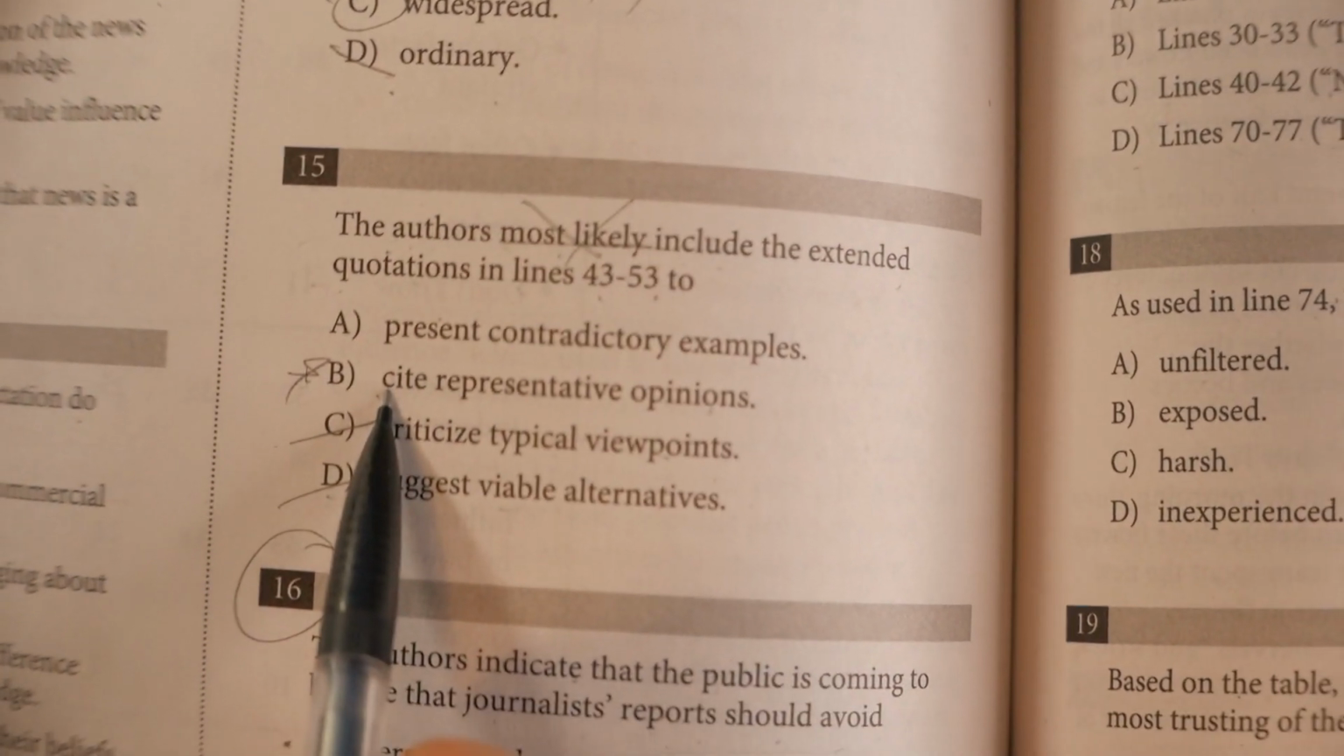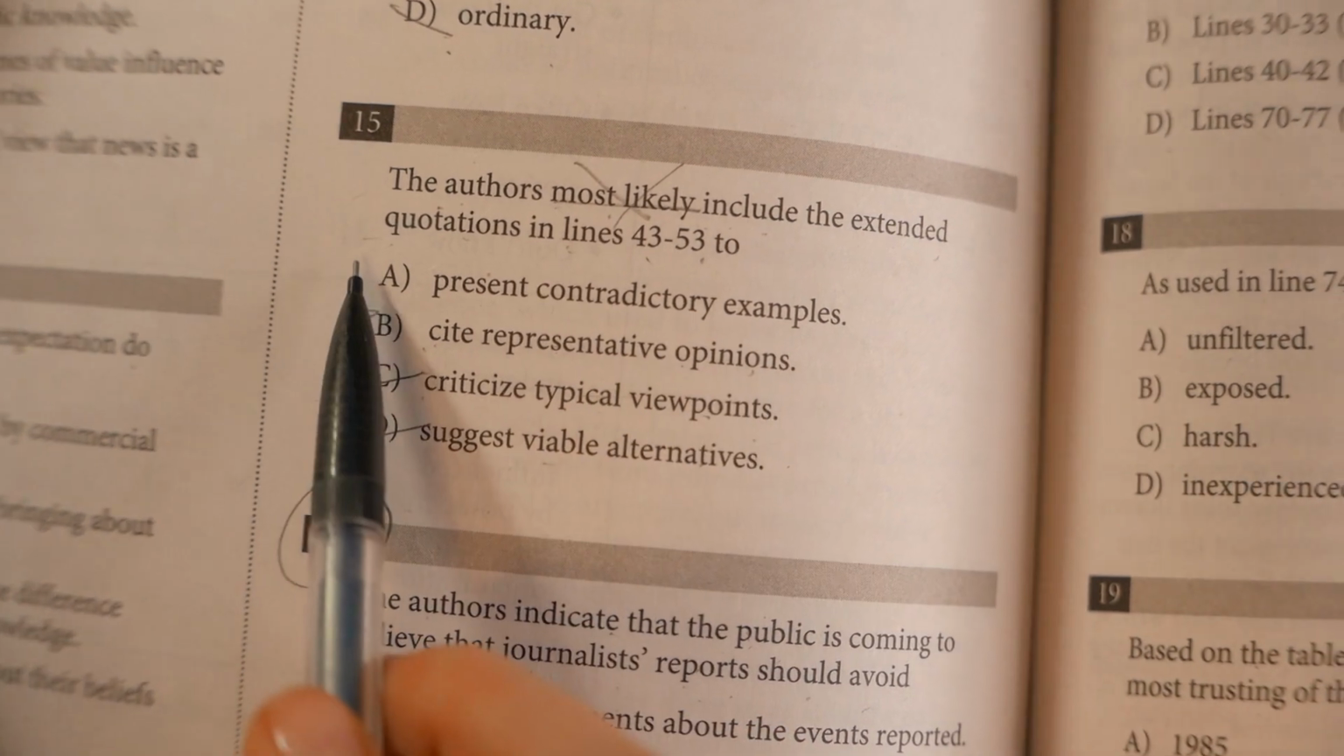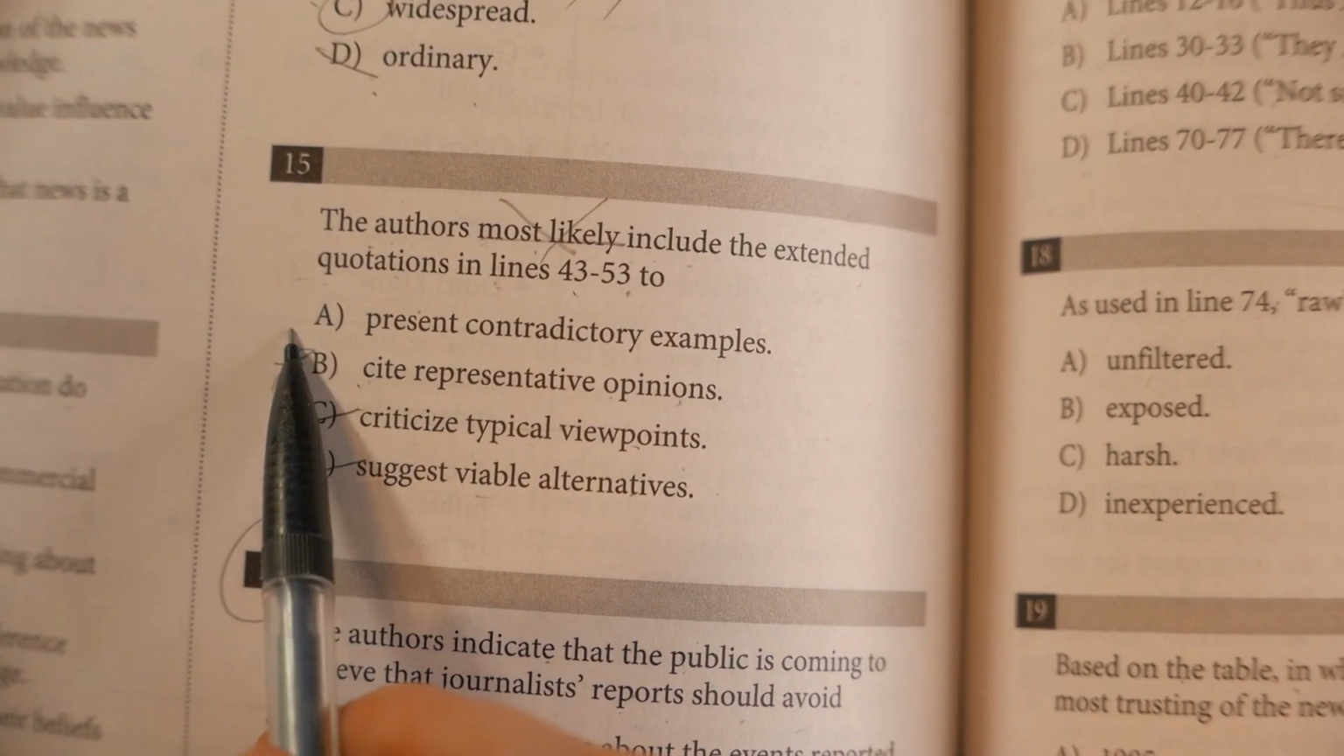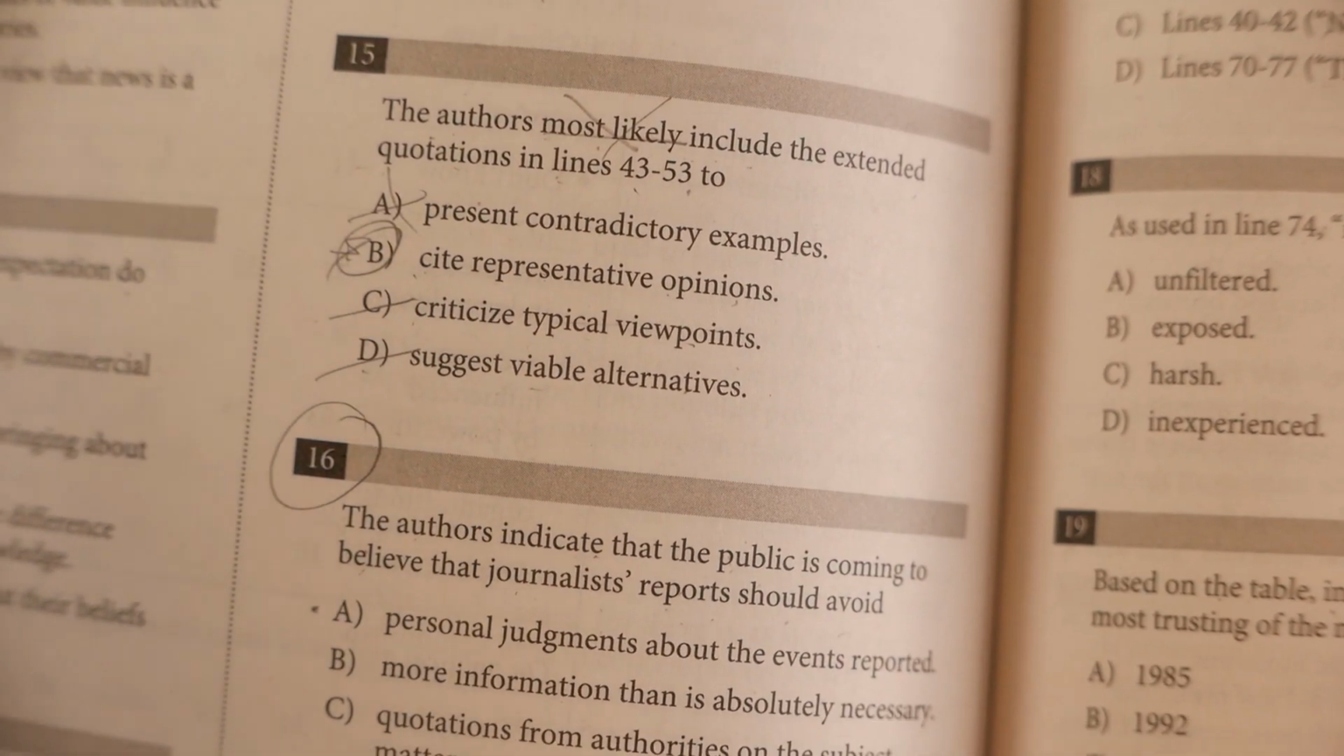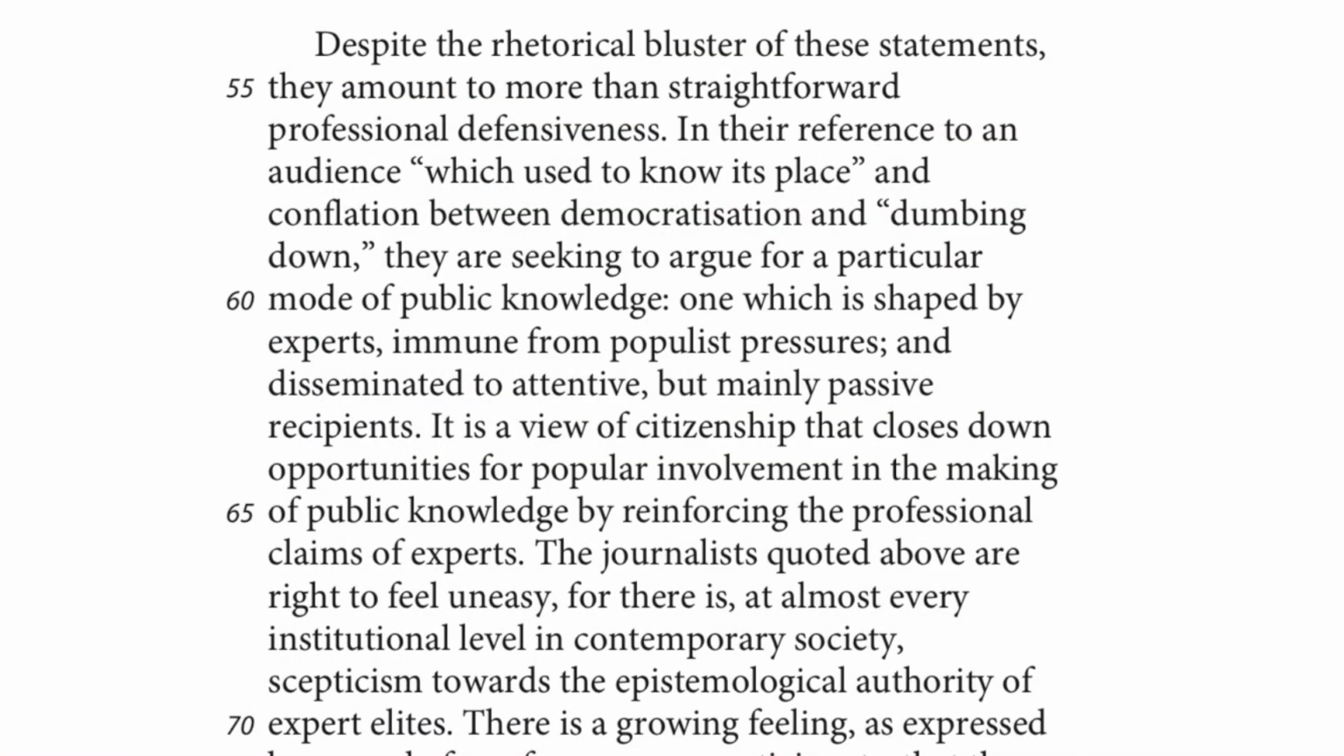So this seems like a good option. Cite representative opinions. Represent contradictory examples. These examples are not contradictory. The answer is B. We can move on.